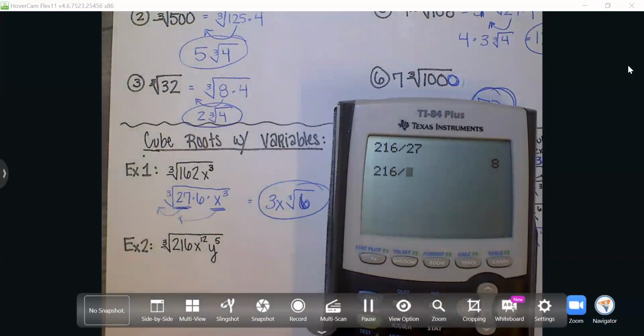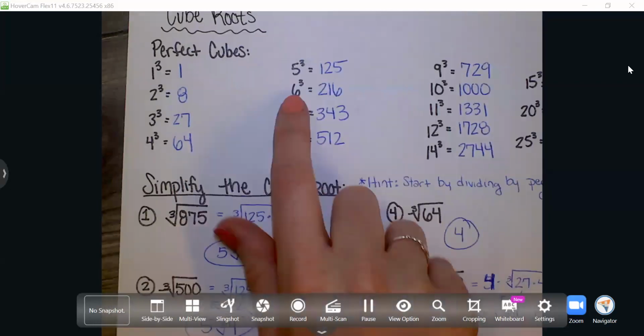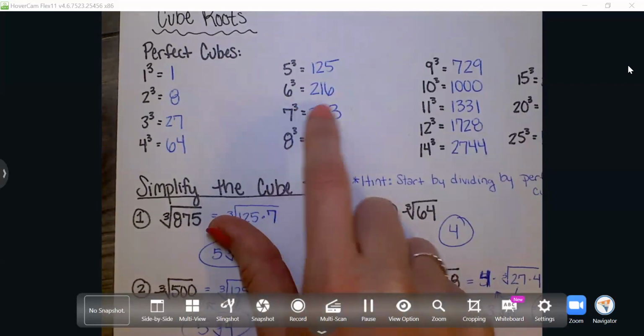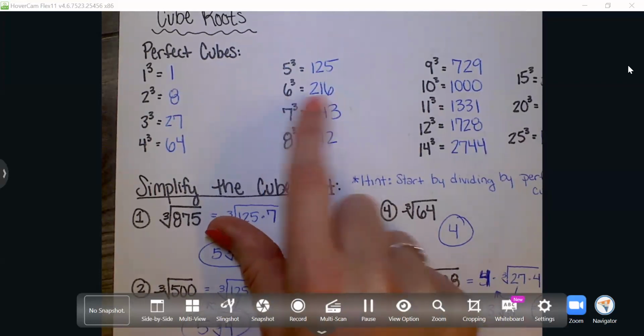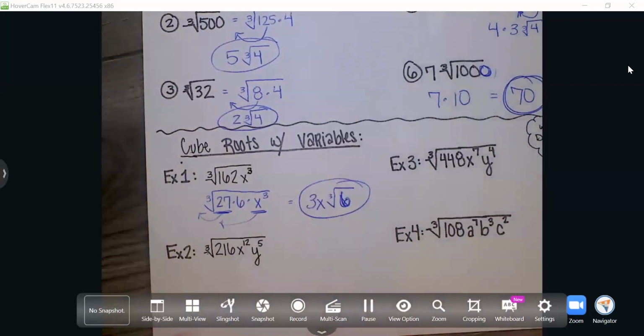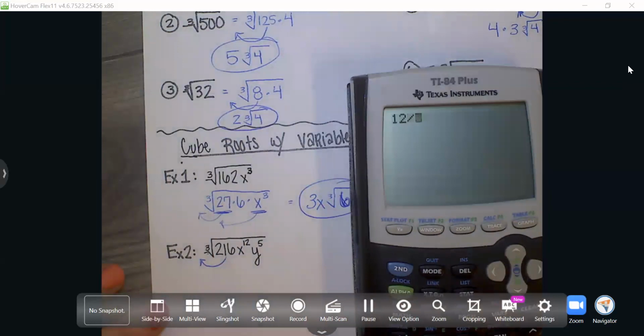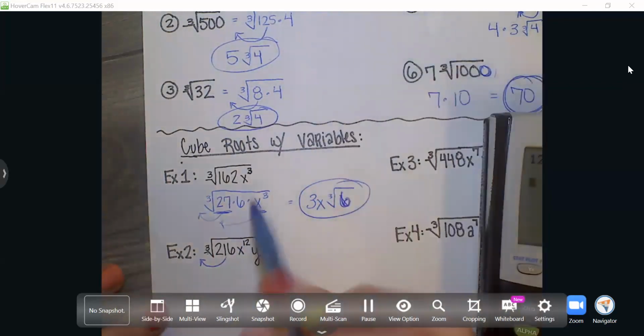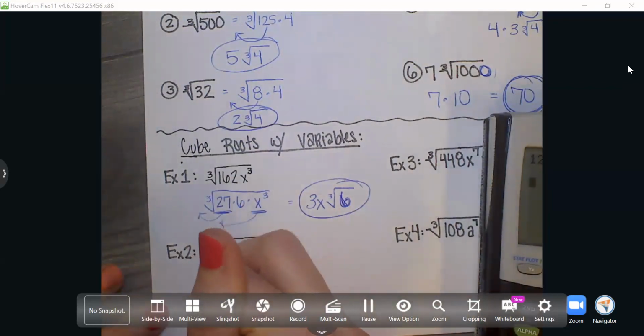216 divided by 64. Wait, 216 is a perfect cube. That makes sense. 216 is a perfect cube because it is the perfect cube of 6. So we can break this down. 216 can come out. X to the 12th is also a perfect cube because when I divide 12 divided by 3, I get 4. So when I take both of these out, I end up with 6x to the 4th.